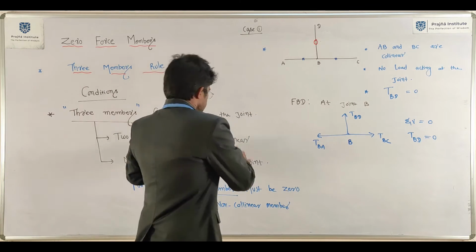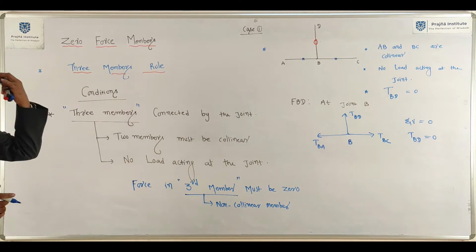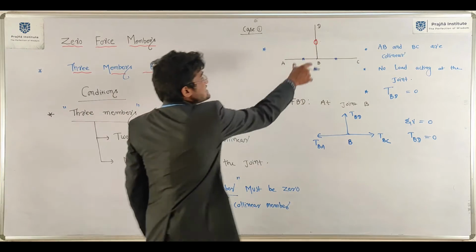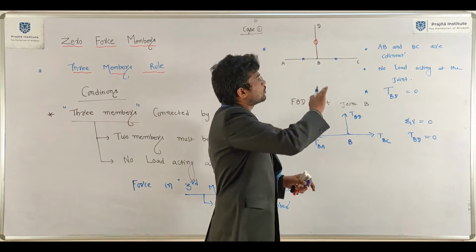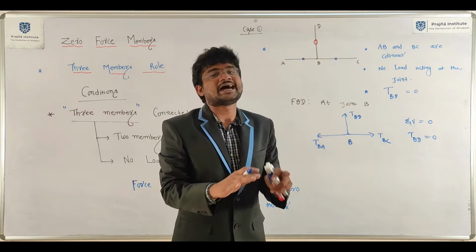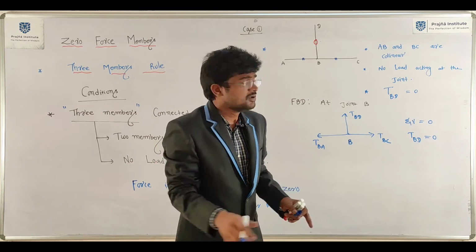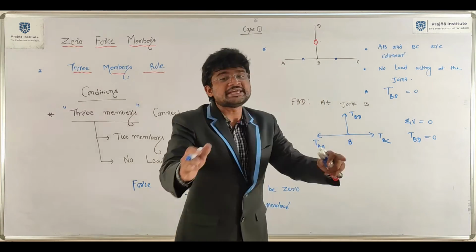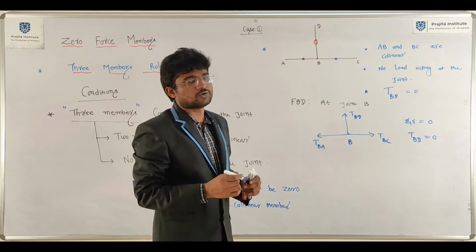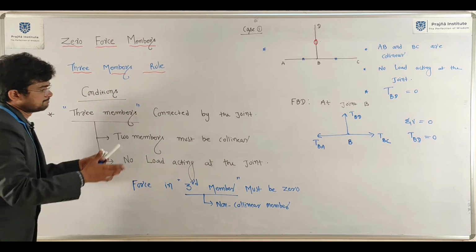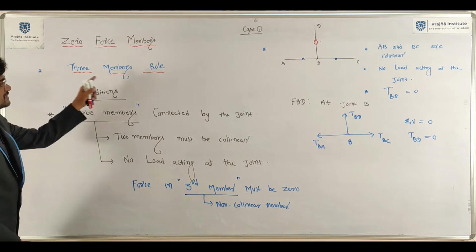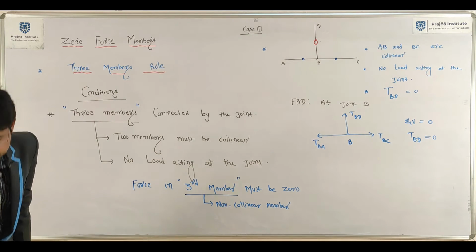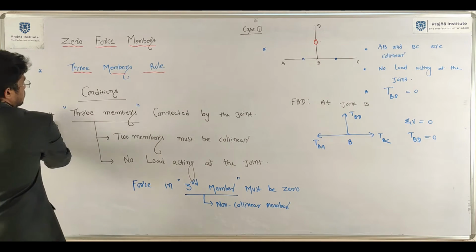Okay, so first write down up to here. Even if it is perpendicular or inclined, that doesn't matter here. Whether it is collinear or not, that only matters. Write down up to here. These are the conditions of the 3 members rule.